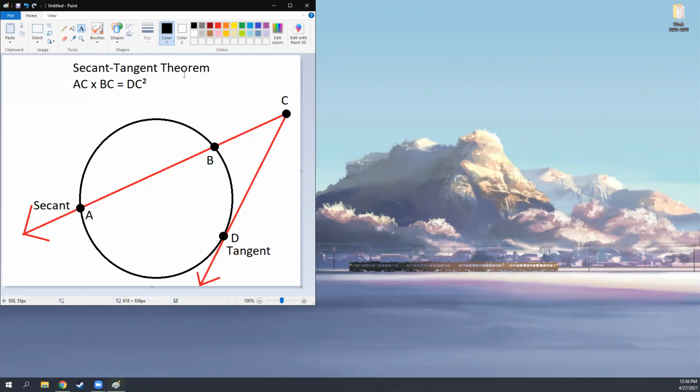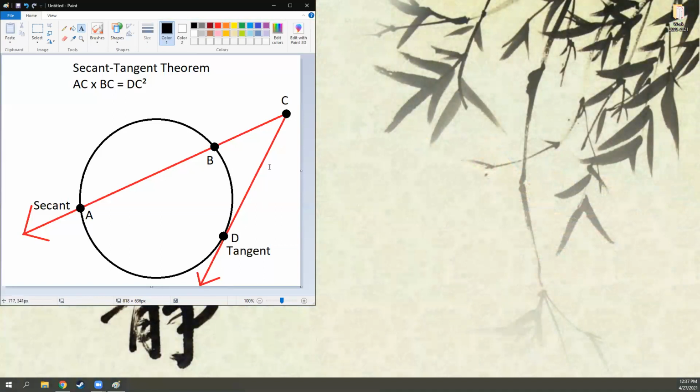So secant tangent theorem is just saying that when a secant, a line that's going through a circle all the way end to end, skewered it, passed right through it, meets up with a tangent line, you can use this formula to solve missing pieces. Now, this formula is very, very specific. AC, this whole distance, times BC, this itty bitty little distance right here, will equal DC, this distance right here, squared.